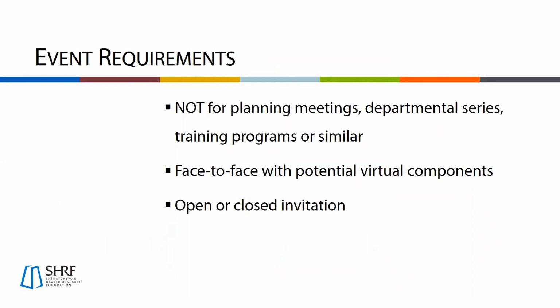So now I'm going to get into the two specific types. There's the event requirements. So when you're going to apply for an event, you'll make sure when you go into the RMS that you're choosing Research Connections, and then it'll say event. And if you're applying for activity, you'll see Research Connections and activity. So regarding requirements for event, this is not for planning meetings, departmental series, training programs, or similar. Again, going back to the purpose, it's looking at that short-term, one-time event.